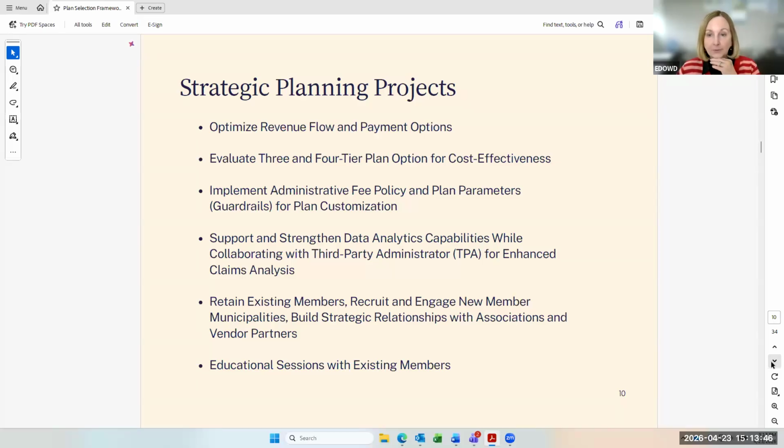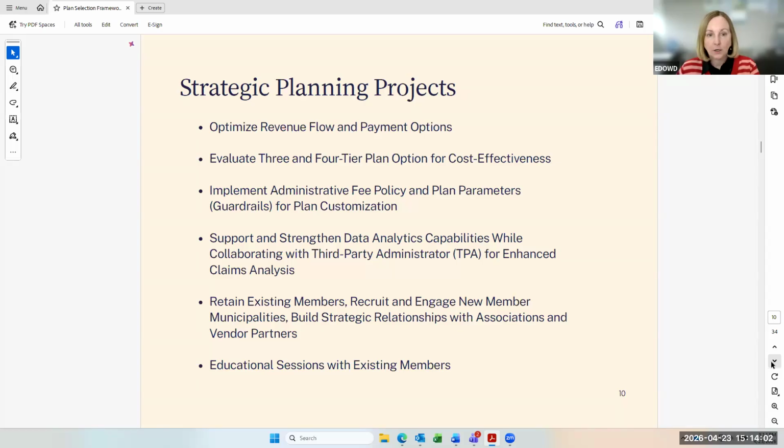So today we're going to talk about the plan management policy, and that's this third bullet point, implementing an administrative fee policy or plan parameters, guardrails for plan customization. And we'll talk more about that.